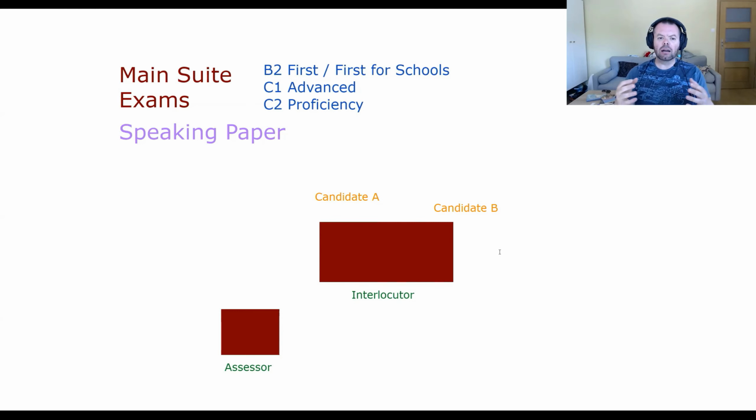Okay, so regardless of the level, B2, C1, C2, the candidates will enter. They will be invited to take a seat by the interlocutor. The interlocutor will ask for their mark sheets. They will turn and hand them to the assessor. They say hello. The interlocutor then says, first, I'd like to know your names, and you are? And they'll write the names down on a piece of paper.